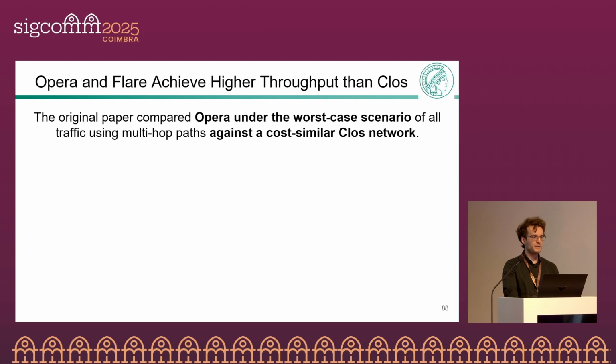As a final experiment, we reproduce one of the original experiments from the original Opera paper. In this experiment, the same varying expander was compared against a cost-similar flow network under the adversarial scenario of all these flows using the least bandwidth-efficient multi-hop paths. This resulted in the flow network having double the throughput of this varying expander. We now reproduce this experiment with Flare rather than with NDP.